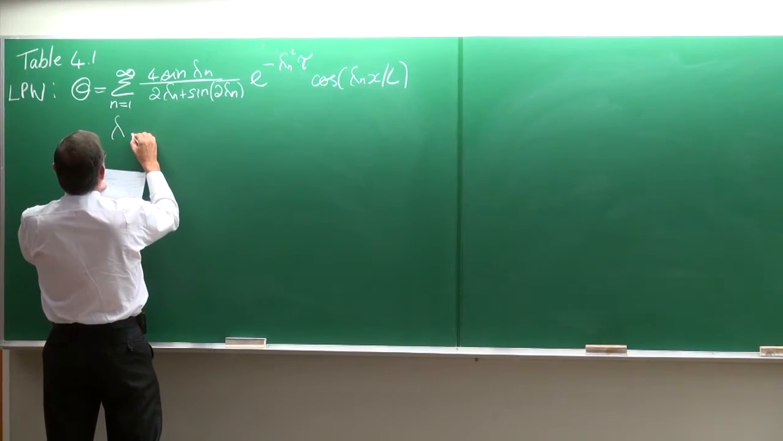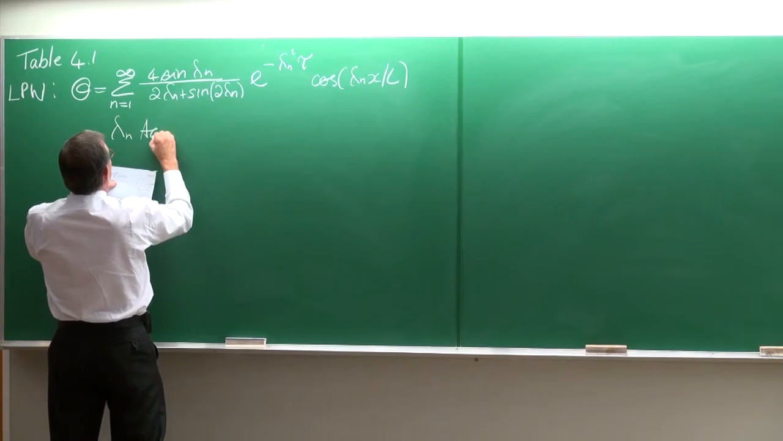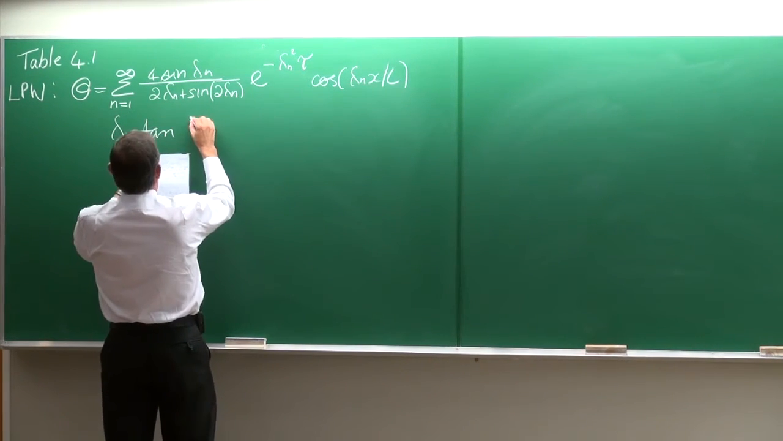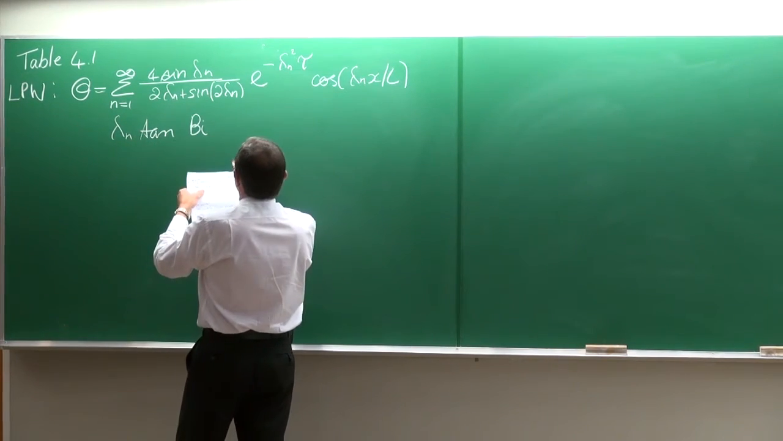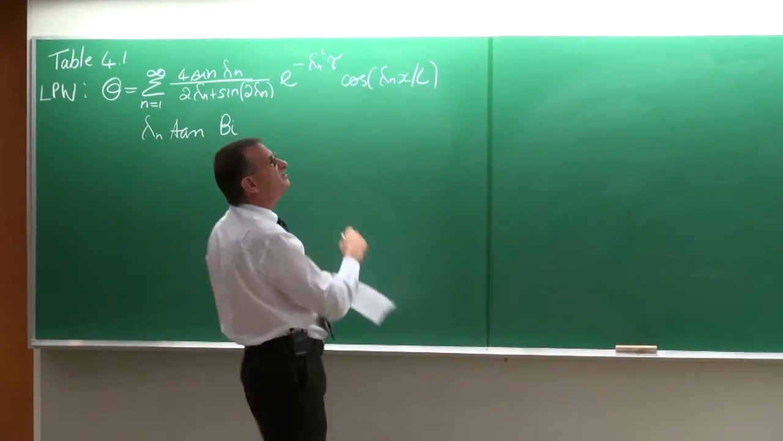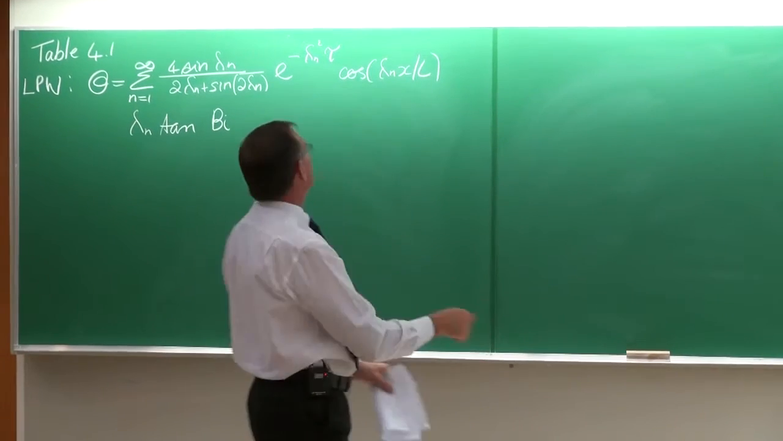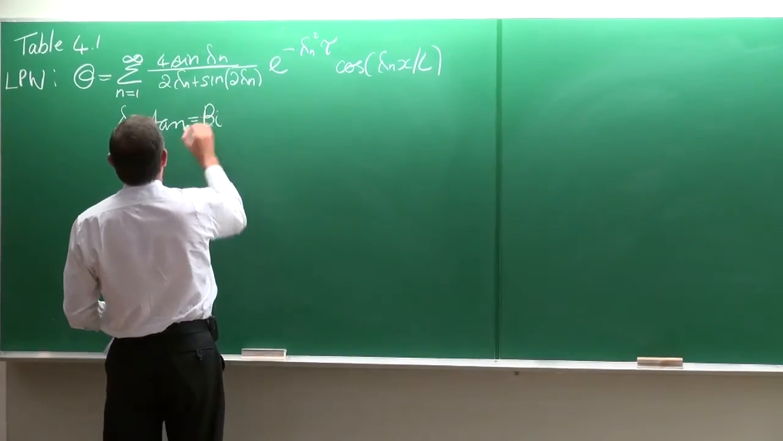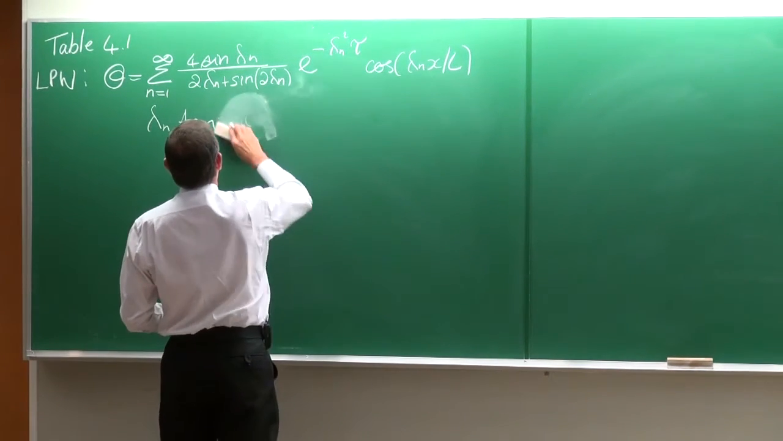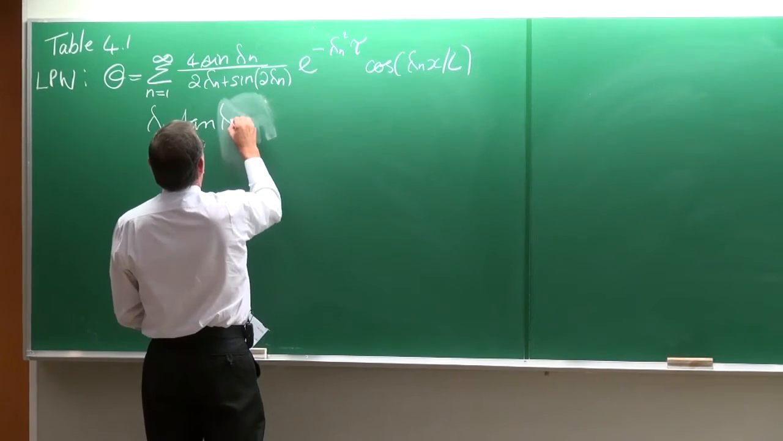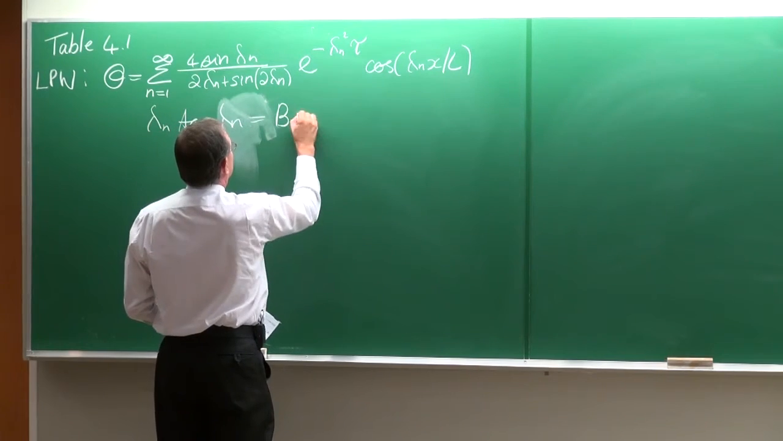Part of the solution is that lambda n tan lambda n is equal to the Biot number. Lambda n tan lambda n is equal to the Biot number.